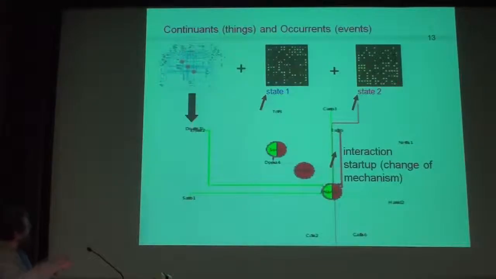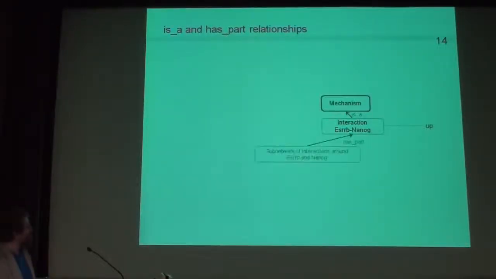And actually, what we did just a few minutes ago is taking three continuants and transforming that into a set of occurrents by inferring that there is an interaction startup, which is an event. It's an event based on those static data. And in this work in progress, we are now trying to put this into context. For example, we've got an interaction of ESRB and nano, as you've just seen. And this is a mechanism, and it is part of a subnetwork of other interactions around this ESRB and nano.